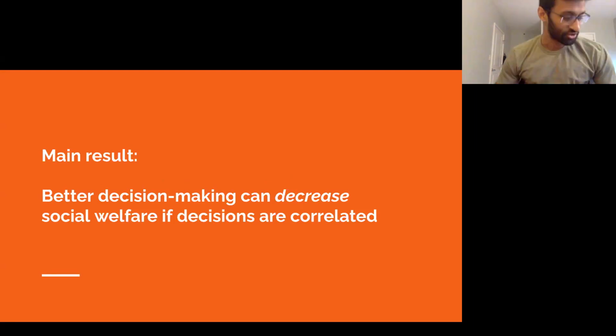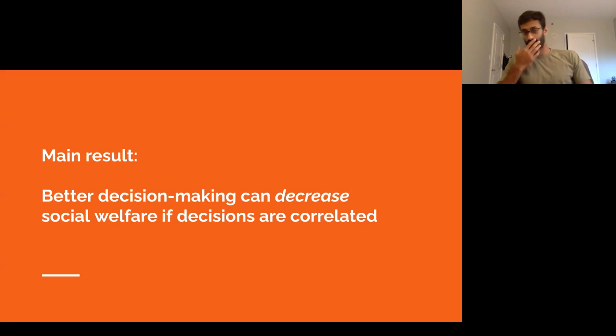And to jump to the main result that we'll be trying to work up to today, this argument is actually false. Somehow, if we correlate decision making, even if we have better decision making, that can decrease social welfare. Okay, so that's where we're going to be heading today. And what I'm going to try to do is set up a model for you in which it's clear that this happens. But this is the main result: better decision making can decrease social welfare if these decisions are correlated. And this is precisely this issue of algorithmic monoculture that we started with.